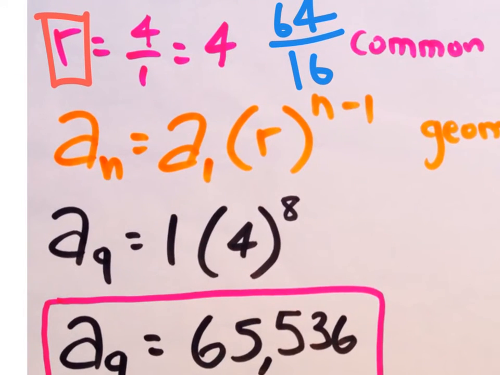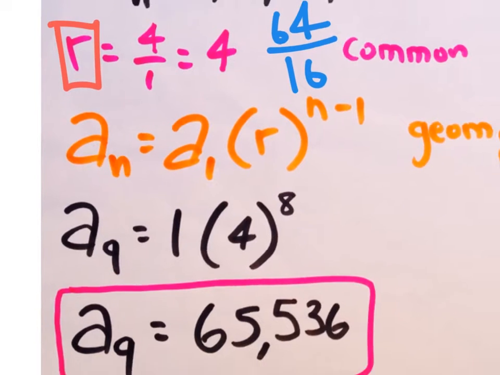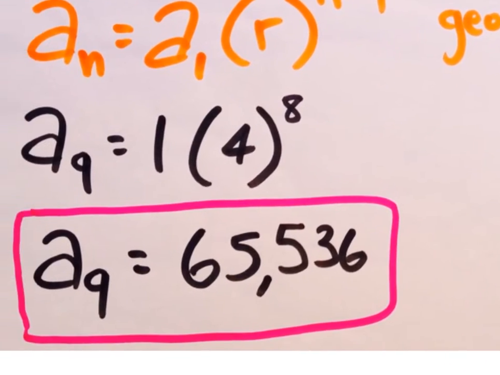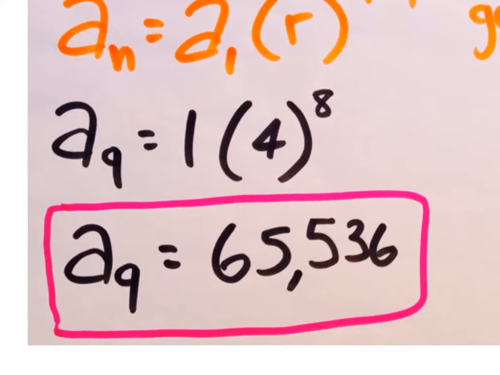Well, we're going to change a sub n to a sub 9 equals the first term, which remember in this case is 1, right? So 1 times the ratio, which we just figured out is 4, raised to the 8th power, because n minus 1, if n is 9, n minus 1 is 8. And now we're going to need to apply the order of operations. 4 raised to the 8th power is going to give us 65,536, and then you're going to multiply it by 1, which is the same thing. So this is the 9th term. This is our answer.